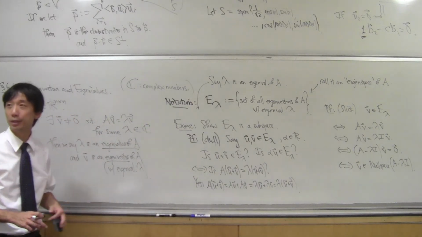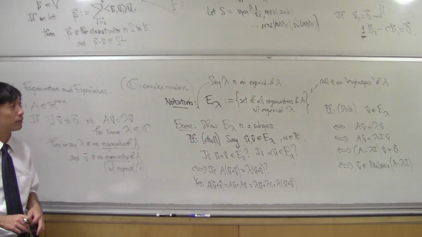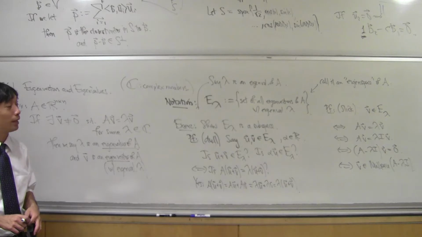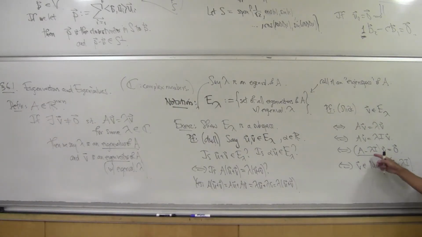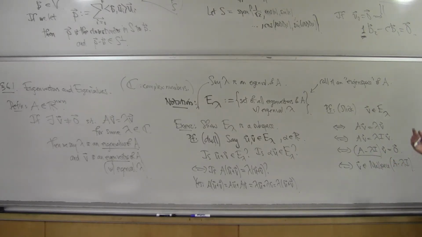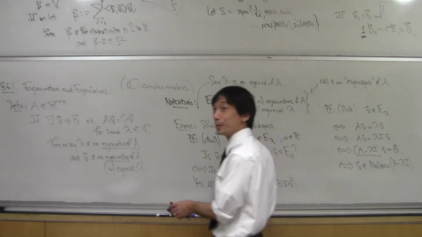Yeah, Connor. Why do we go from lambda v to lambda I v? Well, that's just so that I can make it clear that we have this matrix here. Couldn't that just be A minus lambda? Well, it could be, but then what does it mean, the null space of A minus the number lambda? We need to have a matrix here to talk about the null space of the matrix. That's the only reason.